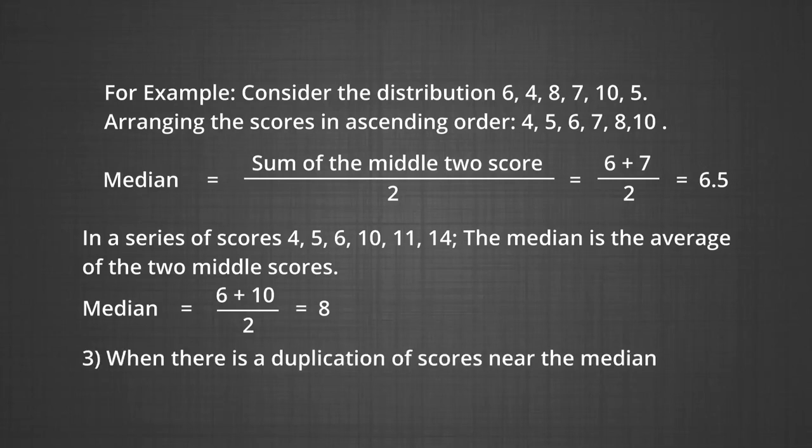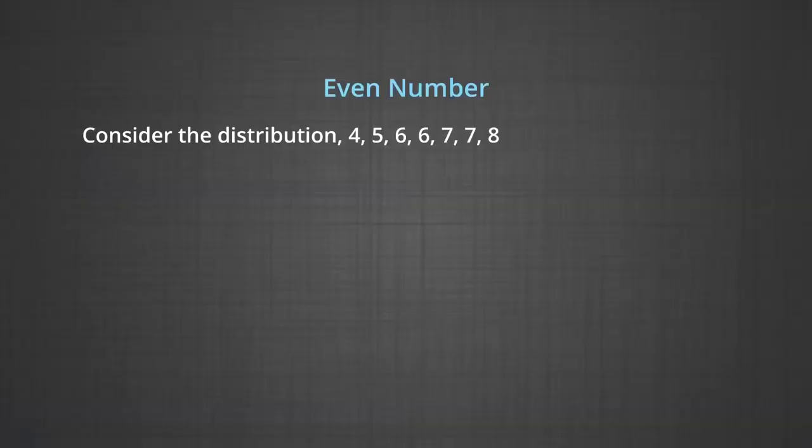Number 3, when there is a duplication of scores near the median. When more than one instance of a score value falling near the median exists, the median is obtained by interpolation. Now, I'm going to show you how to do it when there is an even number. Example, consider the distribution 4, 5, 6, 6, 7, 7, and 8. The situation is diagrammed below in figure 2.